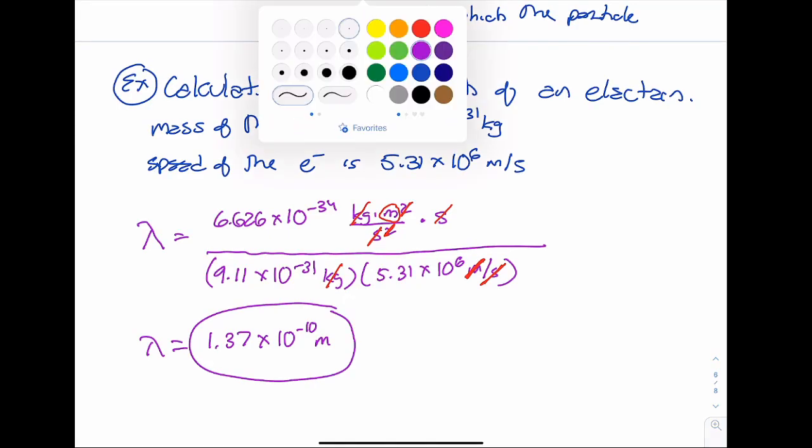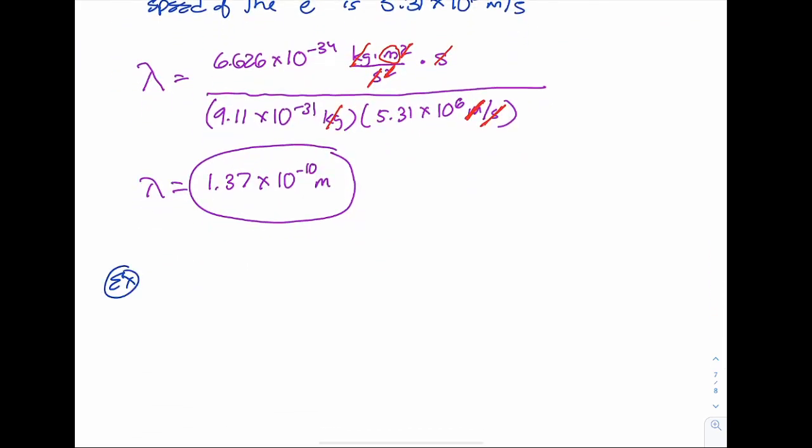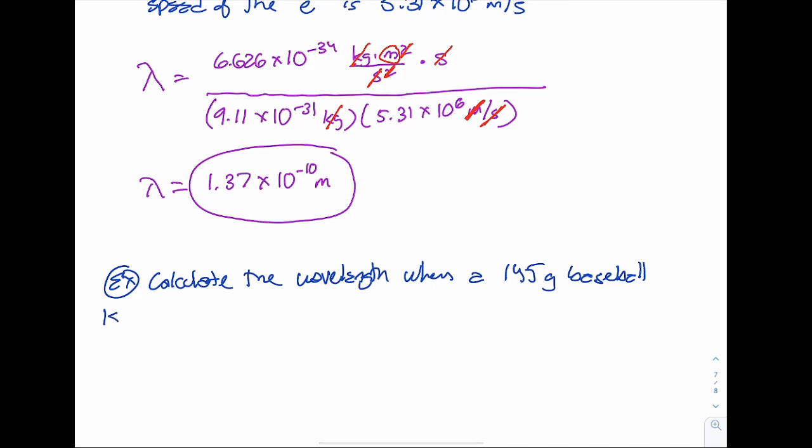Let's do one more example where you need to do some unit conversions. So let's calculate the wavelength of a baseball. So we're going to calculate the wavelength when a 145 gram baseball is thrown at a speed of 105 miles per hour.